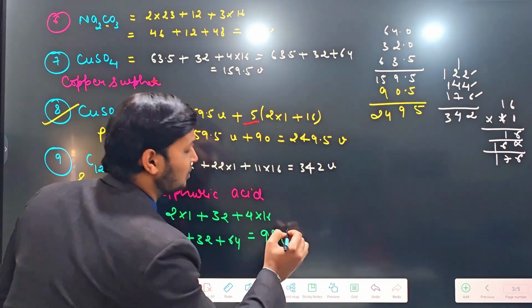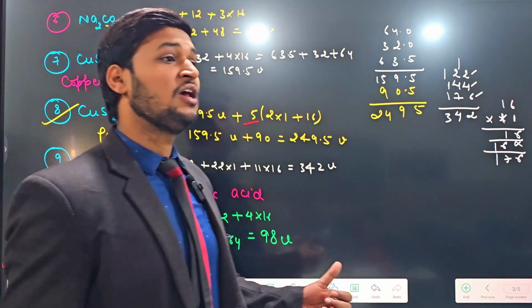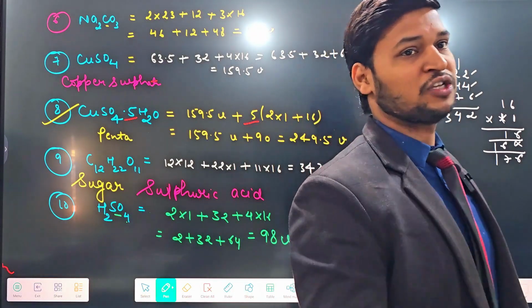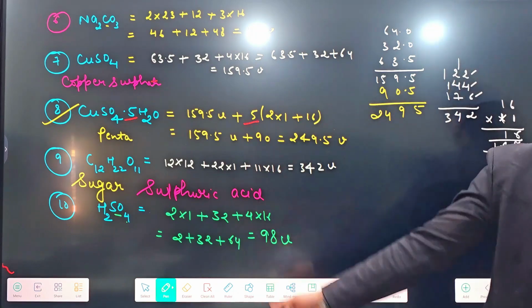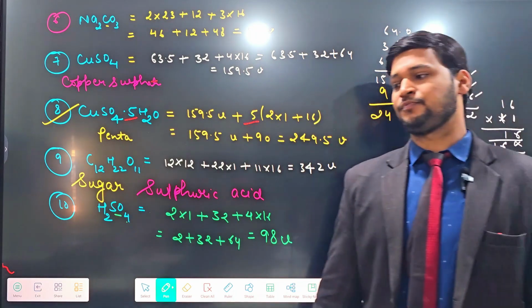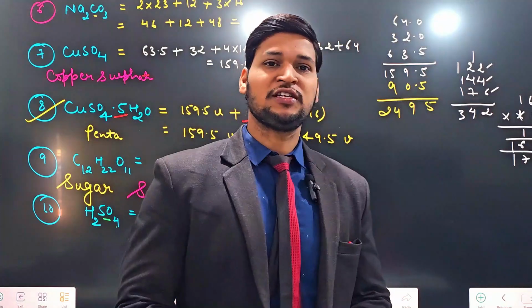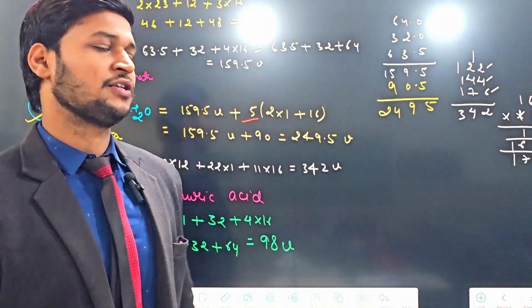Keep this in mind, sometimes an MCQ question will be asked directly from this, like what is the molecular mass of H2SO4, that is sulfuric acid. Is that clear? Just write all these questions. Moving to the next few questions. Let us see the last sort of questions, the last 5 questions.